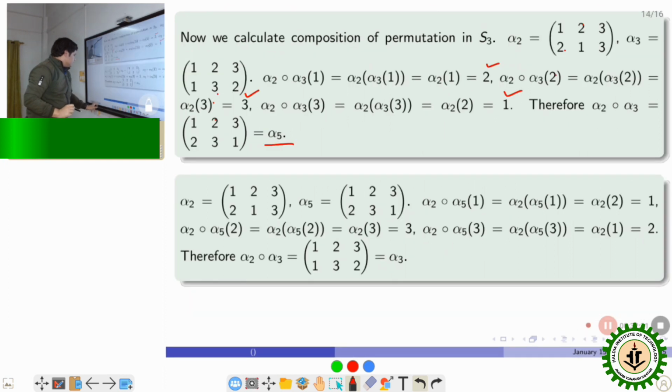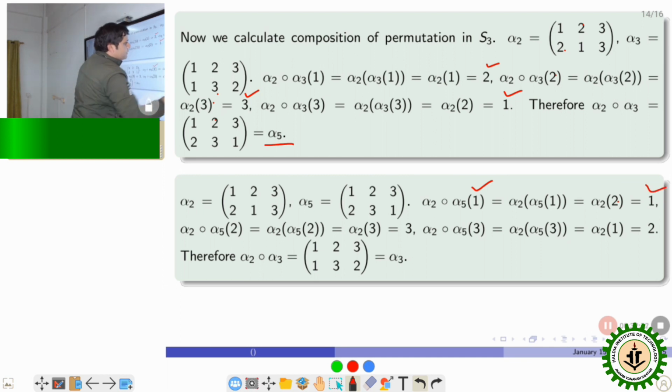Similarly, we are taking another part, alpha 2 composition alpha 5. Alpha 2 equals 1, 2, 3 corresponding to 1, 3, 2. Similarly, alpha 5 is 1, 2, 3 corresponding to 2, 3, 1. Now, alpha 2 composition alpha 5 of 1 equals alpha 2 of alpha 5 of 1. Alpha 5 of 1 maps to 2, so that equals alpha 2 of 2. Again, alpha 2 of 2 maps to 1, so alpha 2 composition alpha 5 maps 1 to 1.